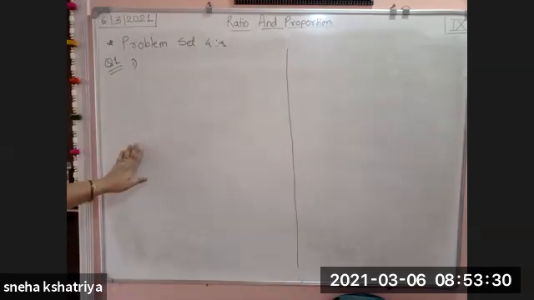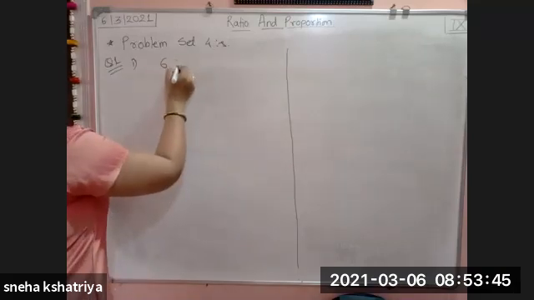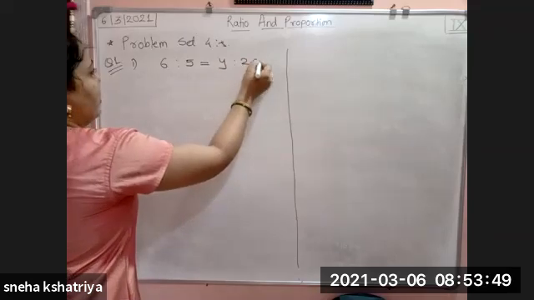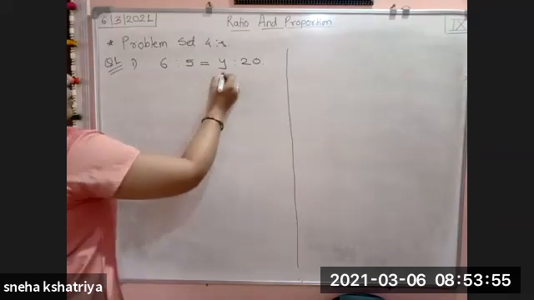Whatever the questions are there, you have to select the proper alternative. So the first question is, if 6 is to 5 is equal to y is to 20, then what will be the value of y? We have to find the value of y.